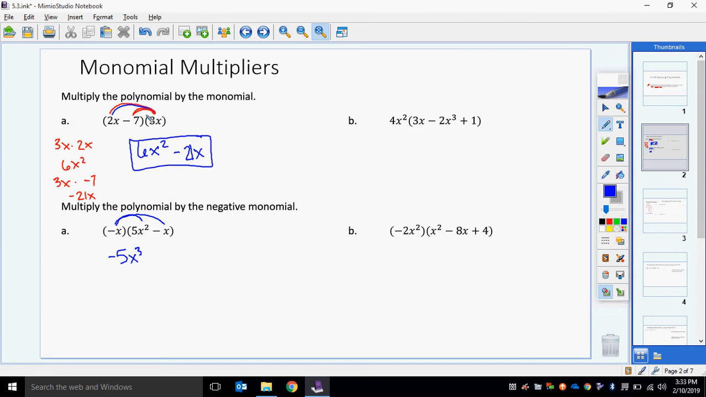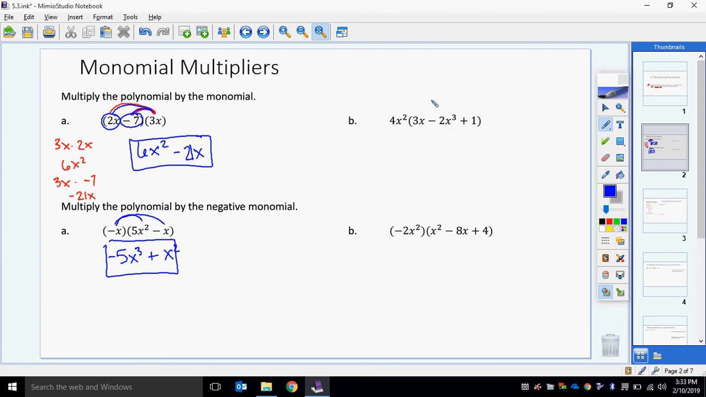Now notice how I did that up here. I took my 3 times a negative 7 and a positive 2x. This is a negative x times a positive 5x squared and a negative x. So always keep that sign in front of it. Okay, so a negative times a negative would be a positive. X times x is x squared. It is not 2x.